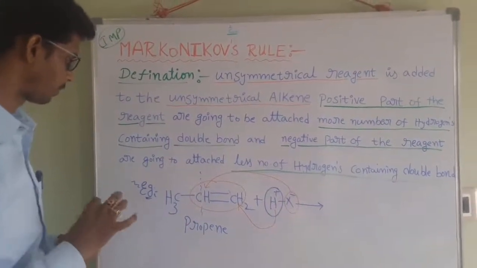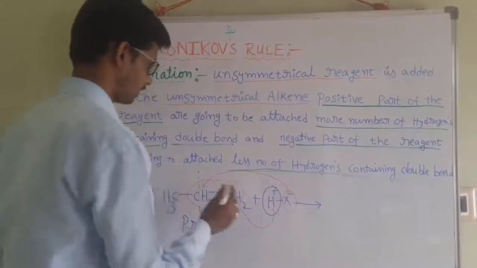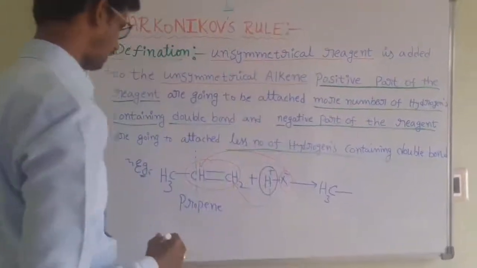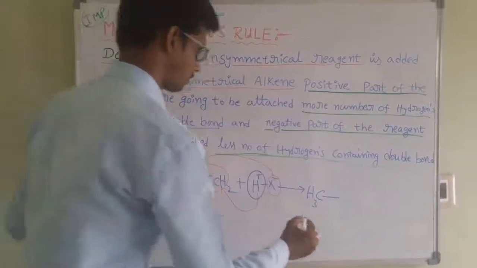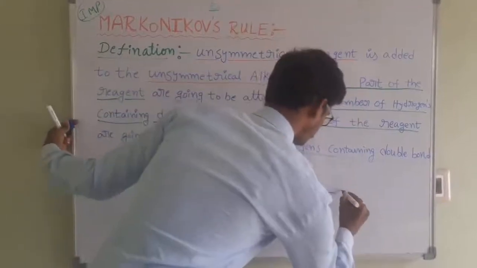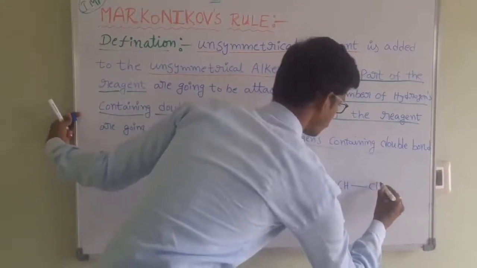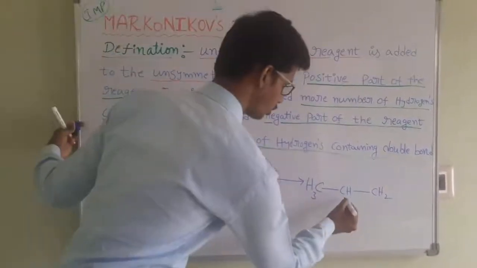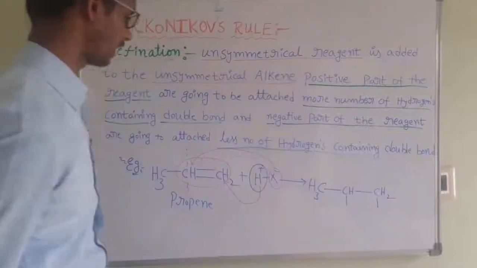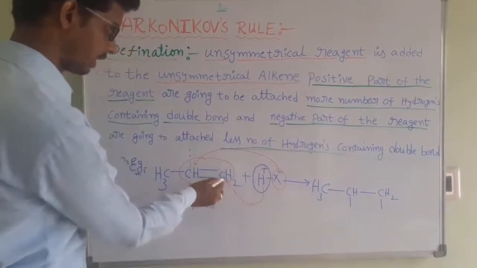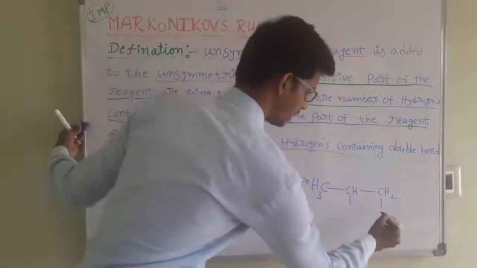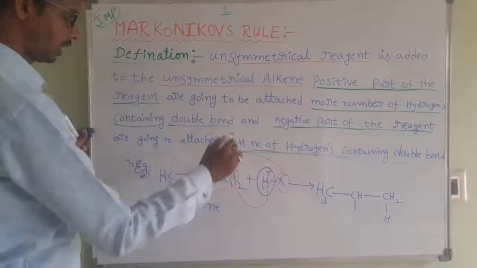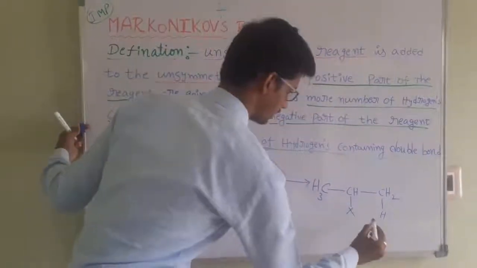Let us see. CH3, as easily. Here this CH and CH2. Here the breaking of the double bond and formation of two new sigma bonds takes place. Hydrogen is added to this CH2. That's why CH2 becomes CH3, also written as CH2 bond H. Next, X minus is added to this CHX.